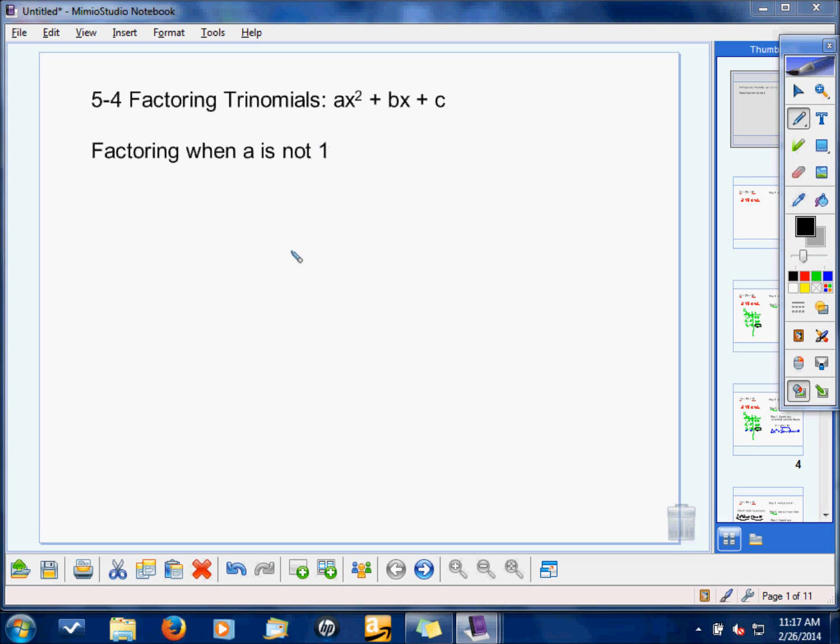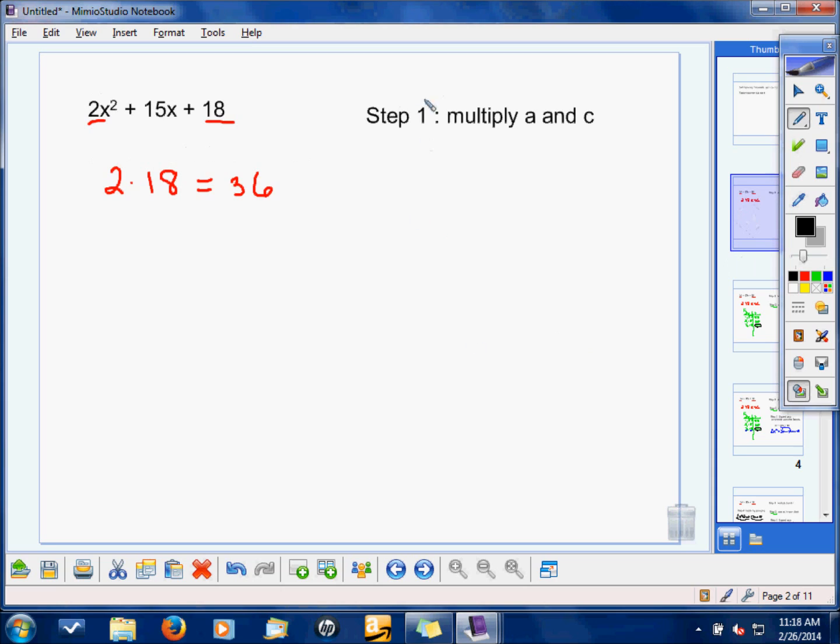Okay, when it was a 1, it was very easy. You made that little factor chart and you just wrote out the answer. This is not that much more difficult because you already know how to do the little factor chart. So the top is staying the same. Don't worry when we go to the next thing. Okay, here's our example: 2x squared plus 15x plus 18. Our instruction is going to be factor.